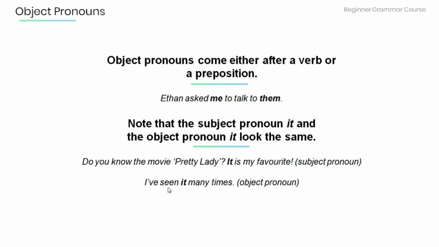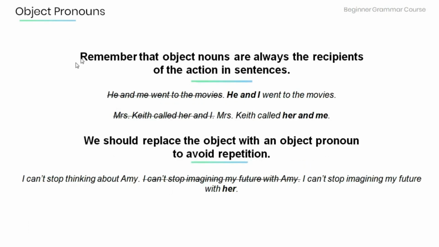Remember that object pronouns are always the recipients of the action in sentences. In this example over here, for example, in this sentence we have he and me. Also, remember that object pronouns are always the recipients of the action in sentences.